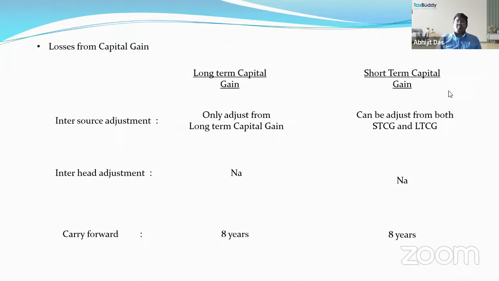There are two types of capital gains. First one is long-term capital gain, and second one is short-term capital gain. First, let's consider long-term capital gain. Inter-source adjustment can only be made against long-term capital gain. Inter-head adjustment is not allowed, and the carry forward period is 8 years for long-term. In case of short-term, the inter-source adjustment can be done against either long-term or short-term, but inter-head adjustment is not allowed, and the carry forward period is 8 years.